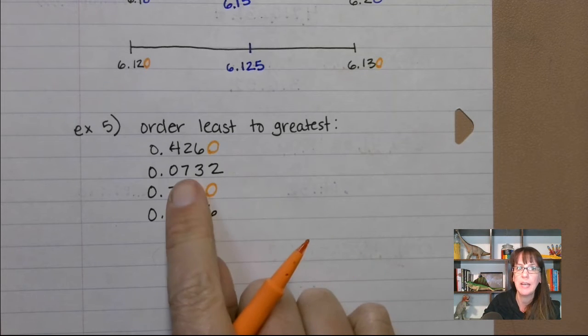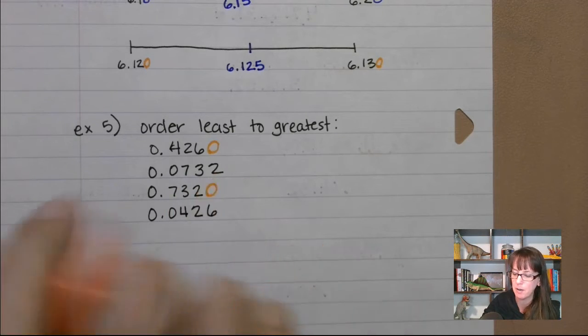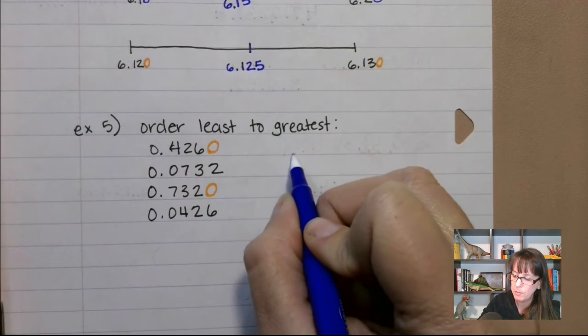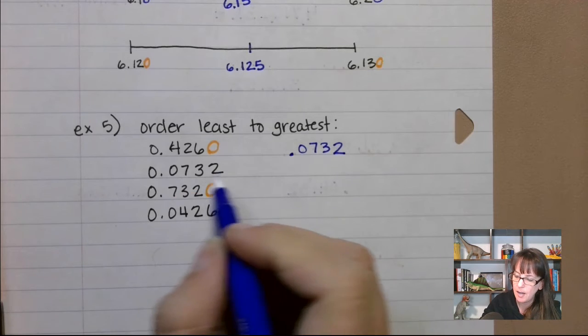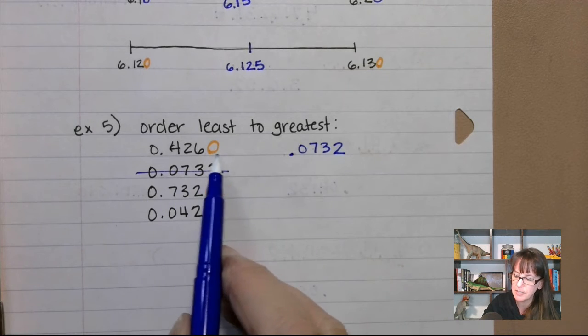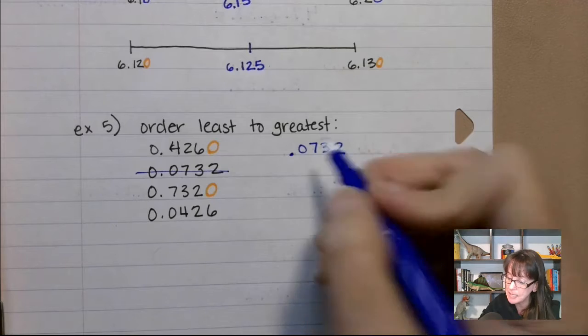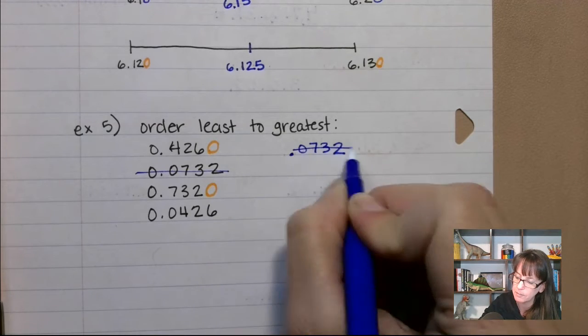So it looks like we have 732. That's going to be our smallest one. So 0.0732 is our smallest one. And then we have 4,260 or 426. Oh, I messed up. Look at that. 426 is smaller. My bad. Sorry, guys.